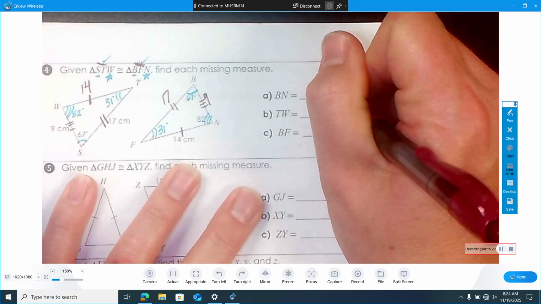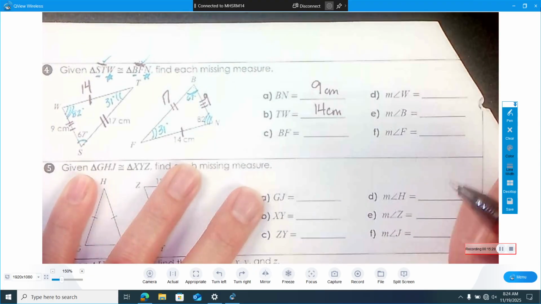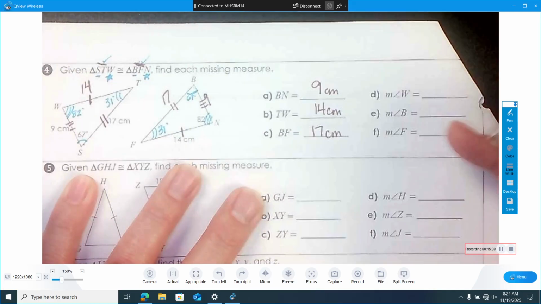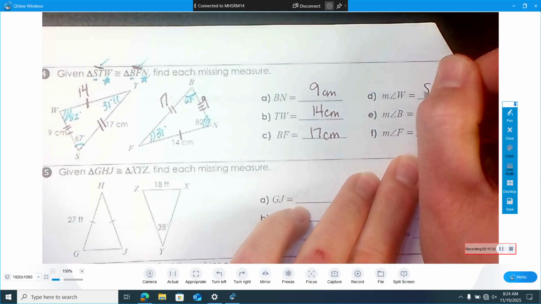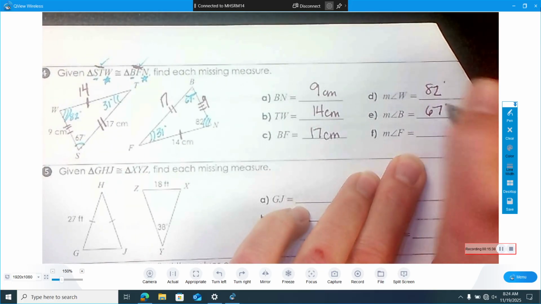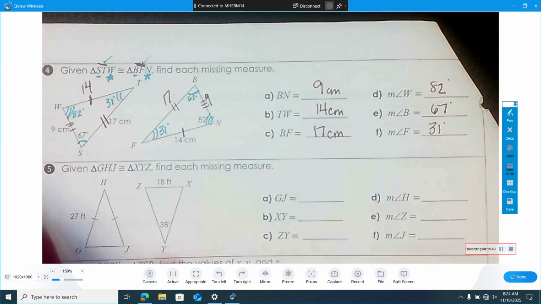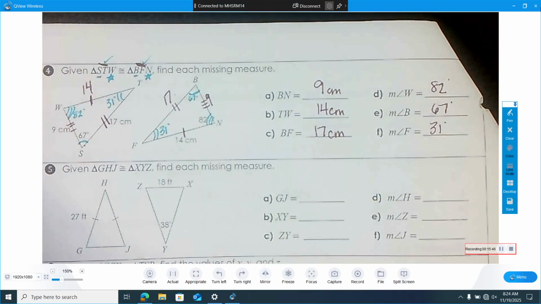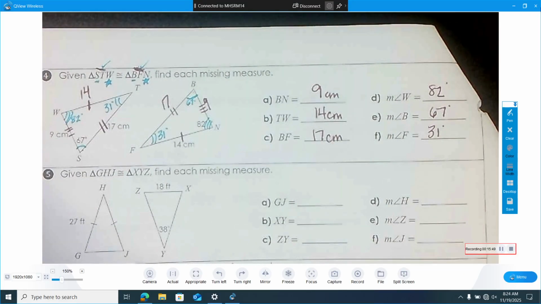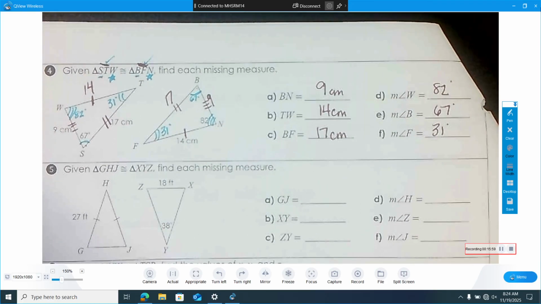Let's see, so BN was 9 centimeters, TW is 14 centimeters, BF is 17 centimeters, angle W is 82 degrees, angle B is 67 degrees, and angle F is 31 degrees. So when I do things, I just go right to the picture, just focusing on the picture, and then I'll go in and fill in the little lines. Okay, I think using the pictures and writing on the pictures is the best plan of action most of the time. We should go to number 6. I agree. Let's go to number 6.